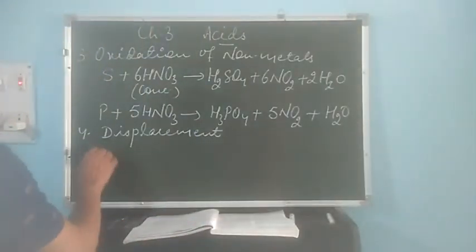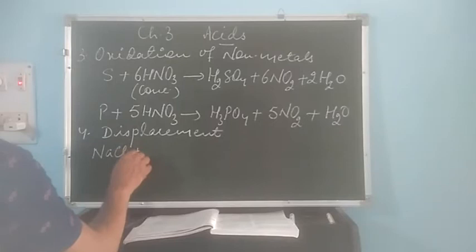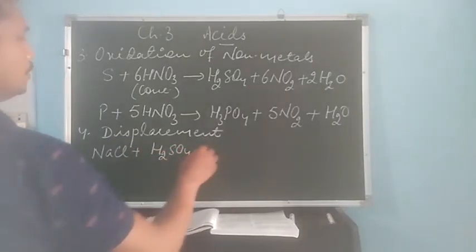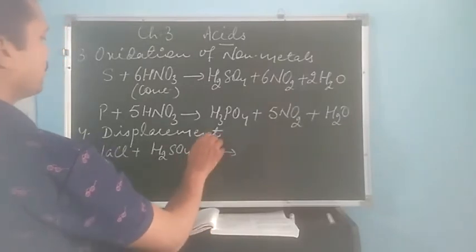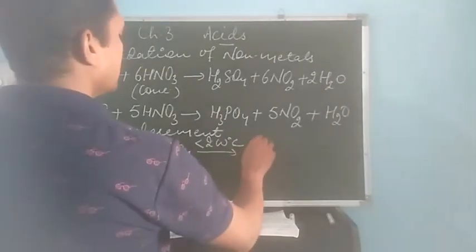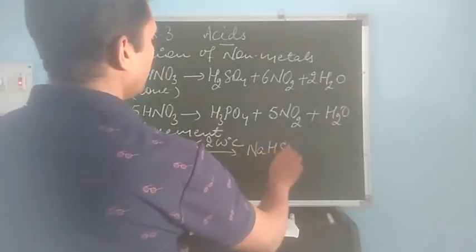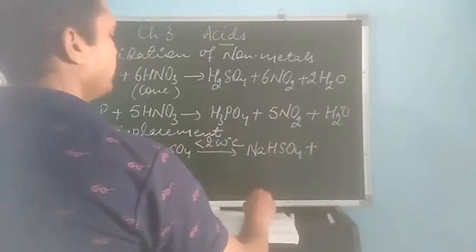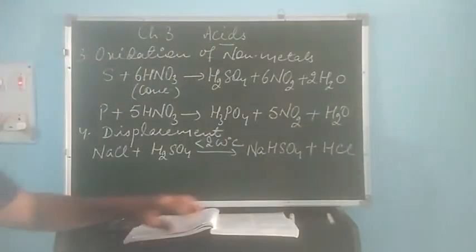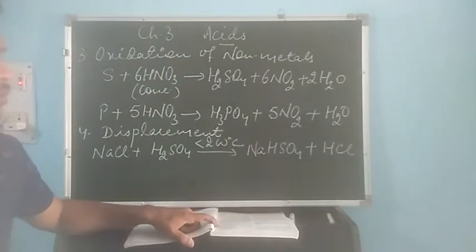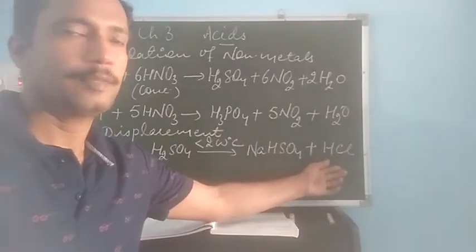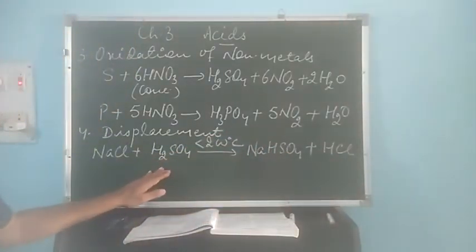For example, NaCl plus conc. H2SO4. When this is heated to a temperature less than 200 degrees Celsius, it gives NaHSO4, that is sodium hydrogen sulfate, and a volatile acid called hydrochloric acid. So you can see here that hydrochloric acid is a volatile acid and sulfuric acid is a non-volatile acid.